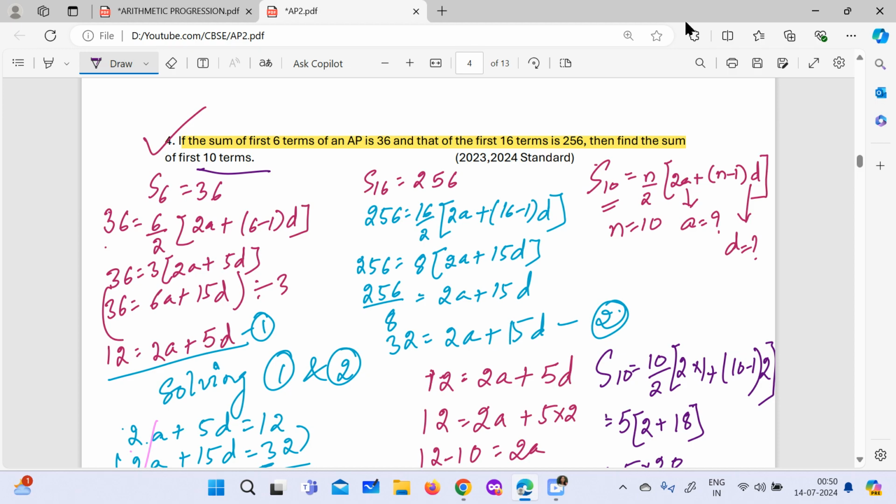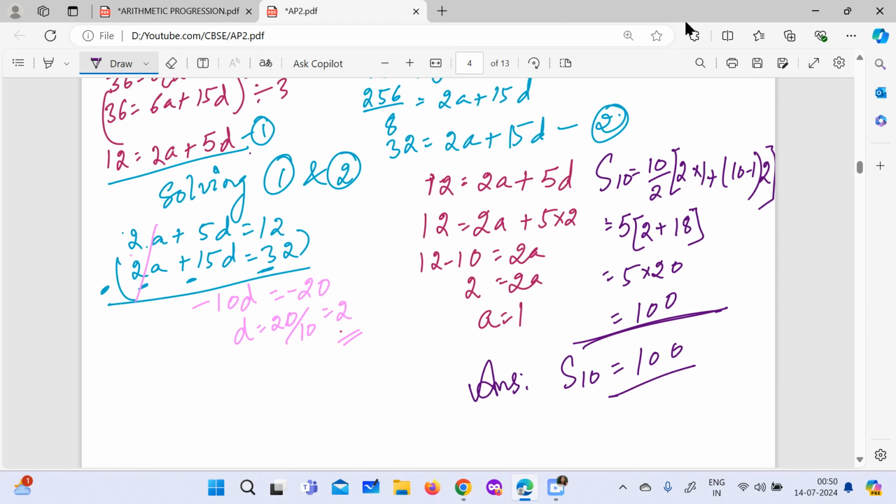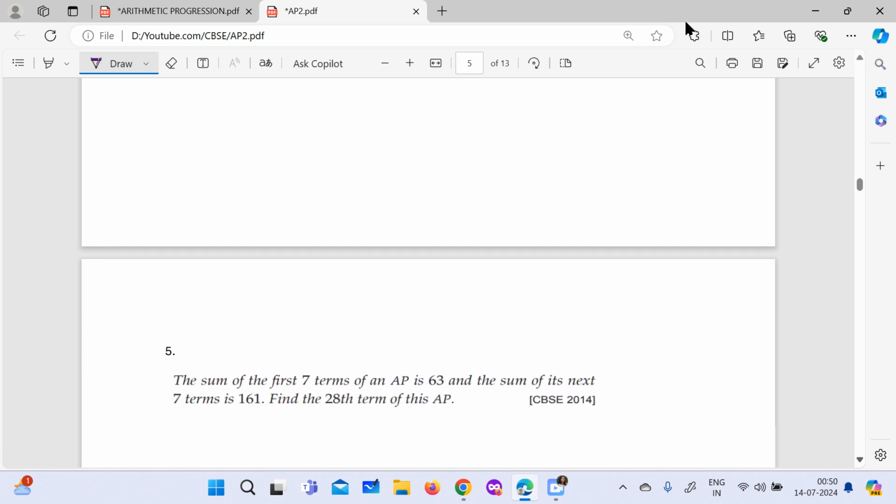Now let's see. The sum of first n terms will be n over 2 times (2a plus n minus 1 into d). So to solve this thing, we need a and we need d. So to find a and d, we will work on this. This is the sum of 6 terms, this is the sum of 16 terms. So you substitute the values and you get two equations. Then you can solve for a and d by the elimination method and substitute here. So I hope this is clear to everyone. Now let's go to the next question.